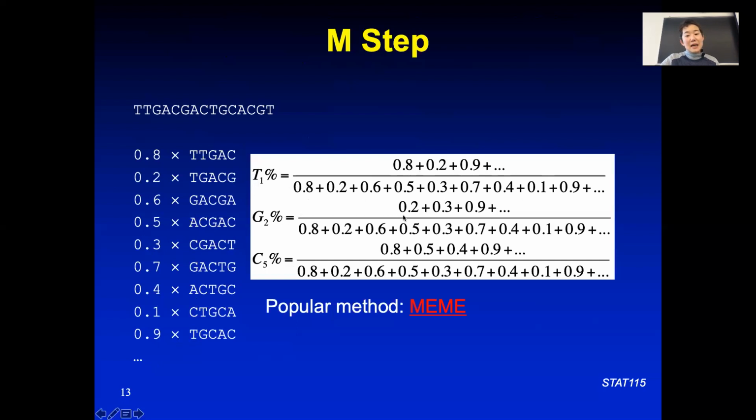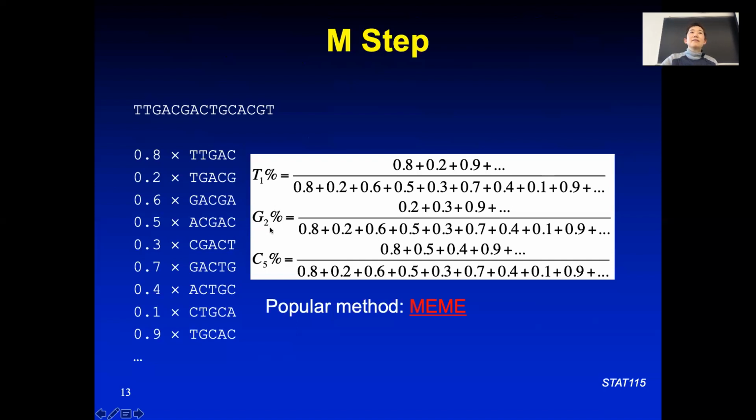Okay, and then for the G in the second position, you ask, well, see here, there is a G in the second position, and that score is 0.2. And then there is another G in the second position, and that score is 0.3. And then you see there's another G in the second position, and that score is 0.9. So every time a G happens in the second position, you consider this score. And the denominator, again, is you add up all the scores. And so then this will give you, on that probability matrix, the probability of a G in the second position.